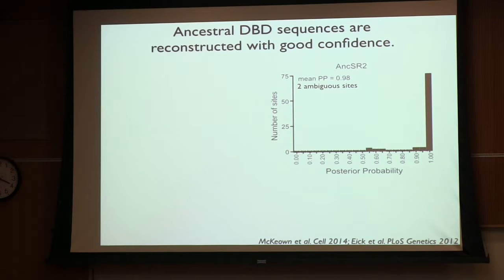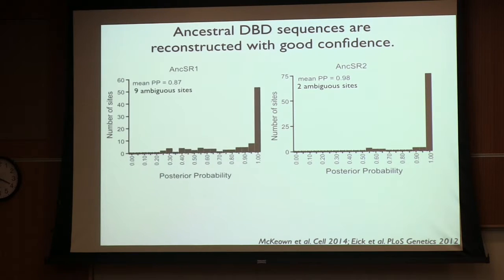So on that tree, which was inferred from both the DNA binding domain and the ligand binding domain sequences, because there's more signal that way, we reconstruct the ancestral DBD sequence at SR1 and SR2. So here's the confidence that we see in these two reconstructed proteins. This is much higher confidence than we were working with yesterday. For ancestral SR2, the mean posterior probability across sites is 0.98. Only two sites are ambiguously reconstructed. The vast majority have no ambiguity whatsoever, or only a very small amount of ambiguity. There are only two sites which have a plausible alternative reconstruction, defined as having a posterior probability greater than 0.2.